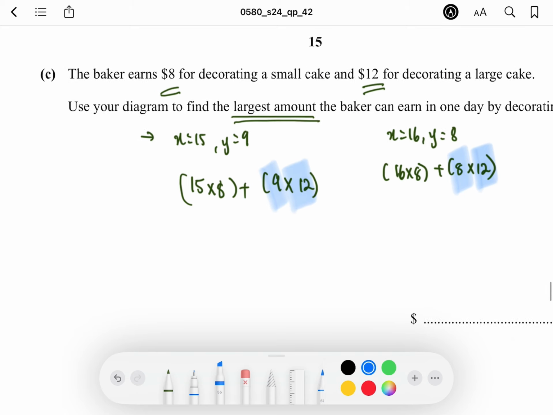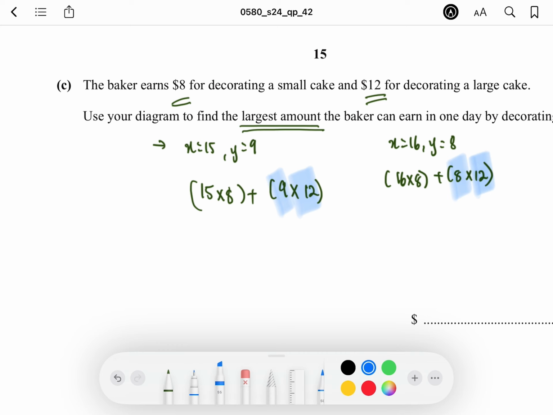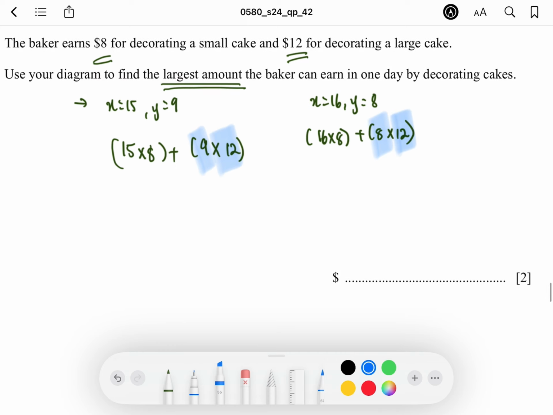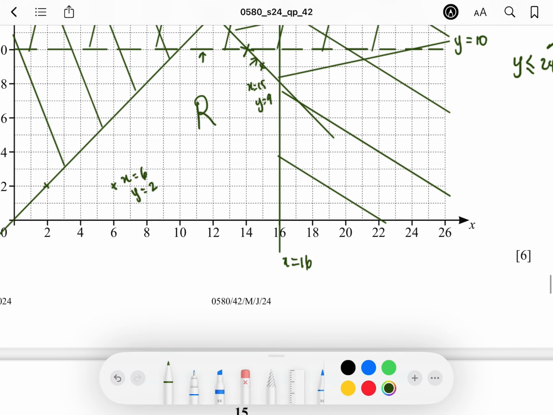There you go. And if you calculated it correctly, berapa? 228. There you go. And that is how.